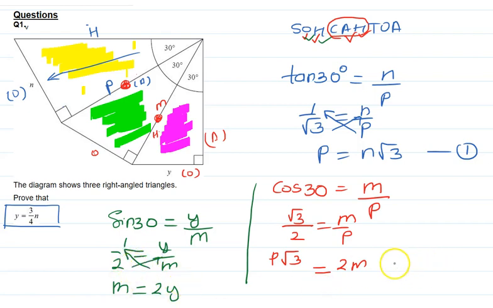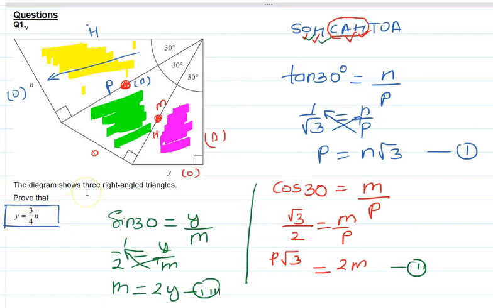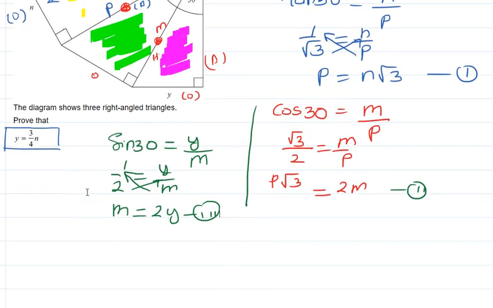So if you see, we have got two equations, 1 and 2, and this is the third one. Right, now we just need to eliminate m and p, then whatever is left will be y and n. So we are going to eliminate now. Our first equation is p equal to n root 3 and m equal to 2y. So let's start backward from here. m equal to 2y.